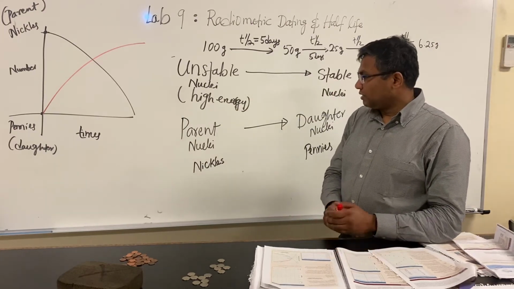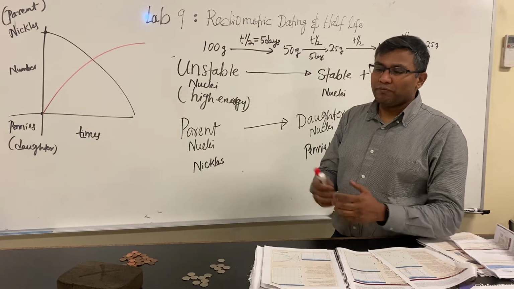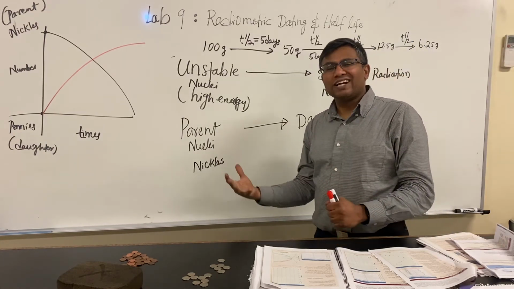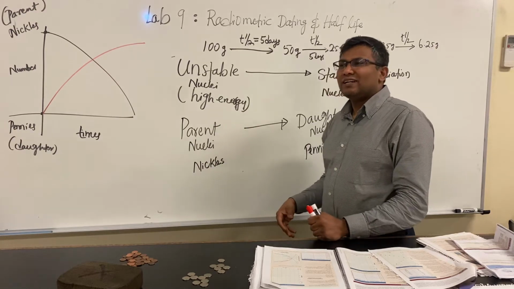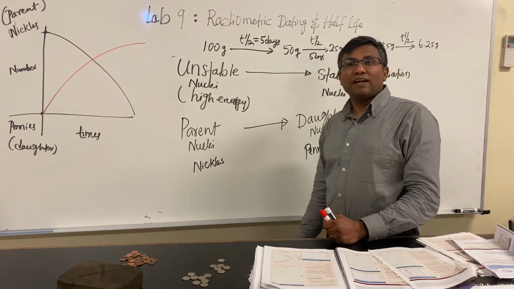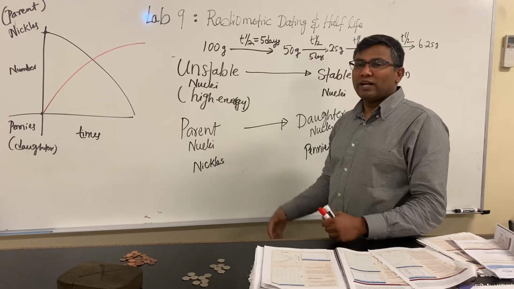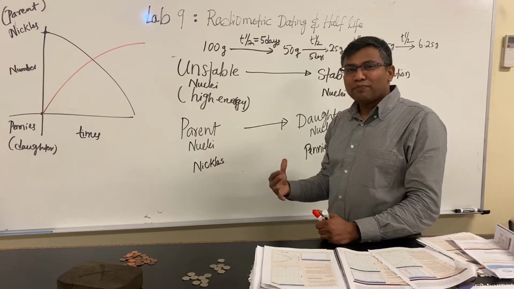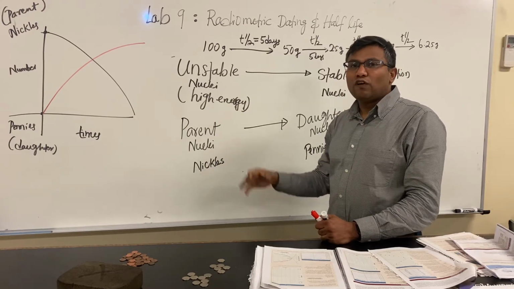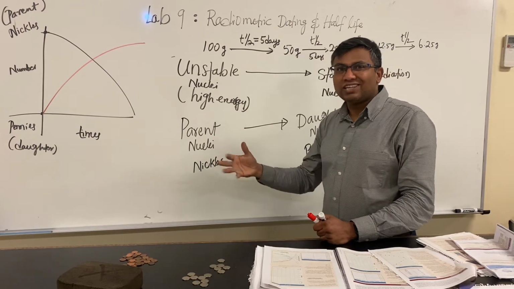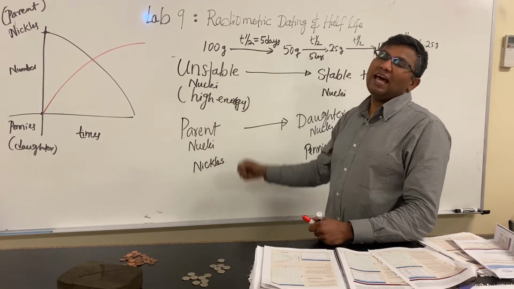So here, before I go to the actual experiment, I'm going to explain what is this rate, what is half-life. The rate of disintegration is called half-life. So how can I explain more in a simpler way? It's the time required for half of the original radioactive substance to disintegrate is called half-life.